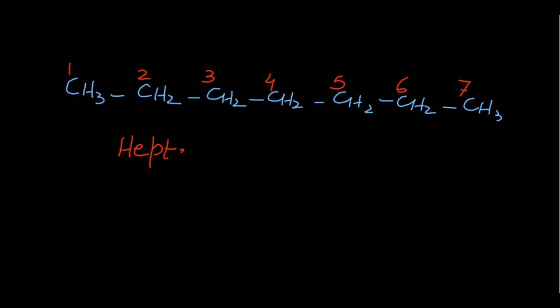Now identify the type of bond which is present between all the carbon atoms. All the carbon atoms are connected with the help of single covalent bond. So we use the suffix ane. Okay, so what is the IUPAC name of this molecule? It is heptane. The IUPAC name of this molecule is heptane. Now see one more example, students.